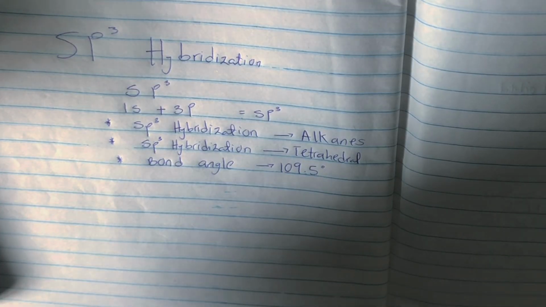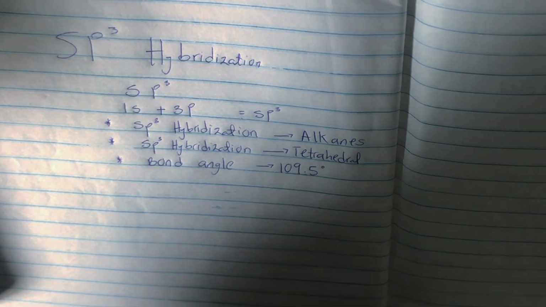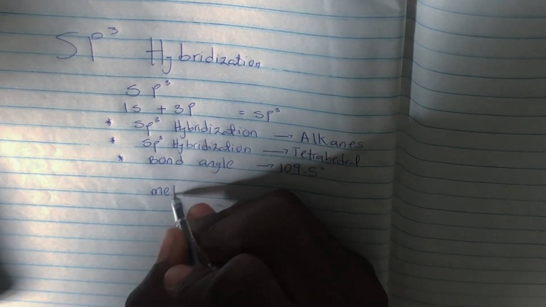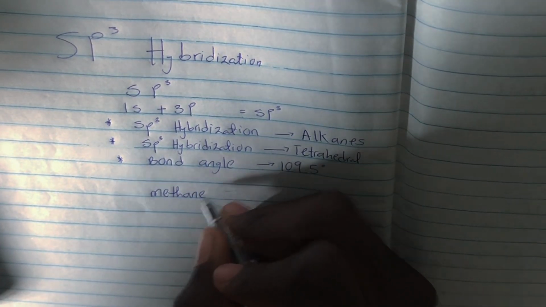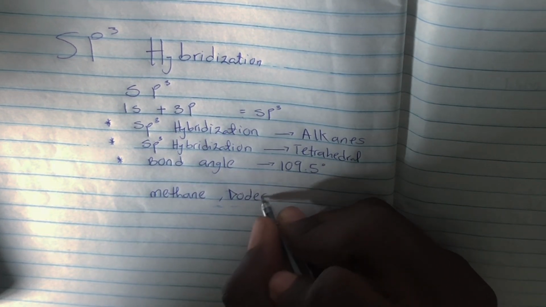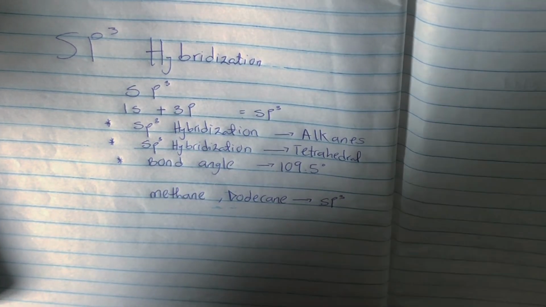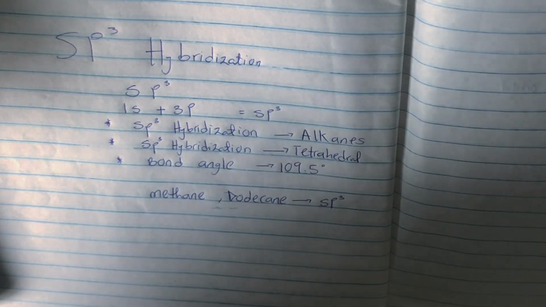So when we have a compound like methane or ethane or propane or butane, all those alkane hydrocarbons, you should know that they are SP3 hybridized. So if they ask you what's the hybridization of carbon in methane, or let's say in dodecane, you should know the hybridization is SP3. Yeah, so let's talk about the SP2 hybridization.